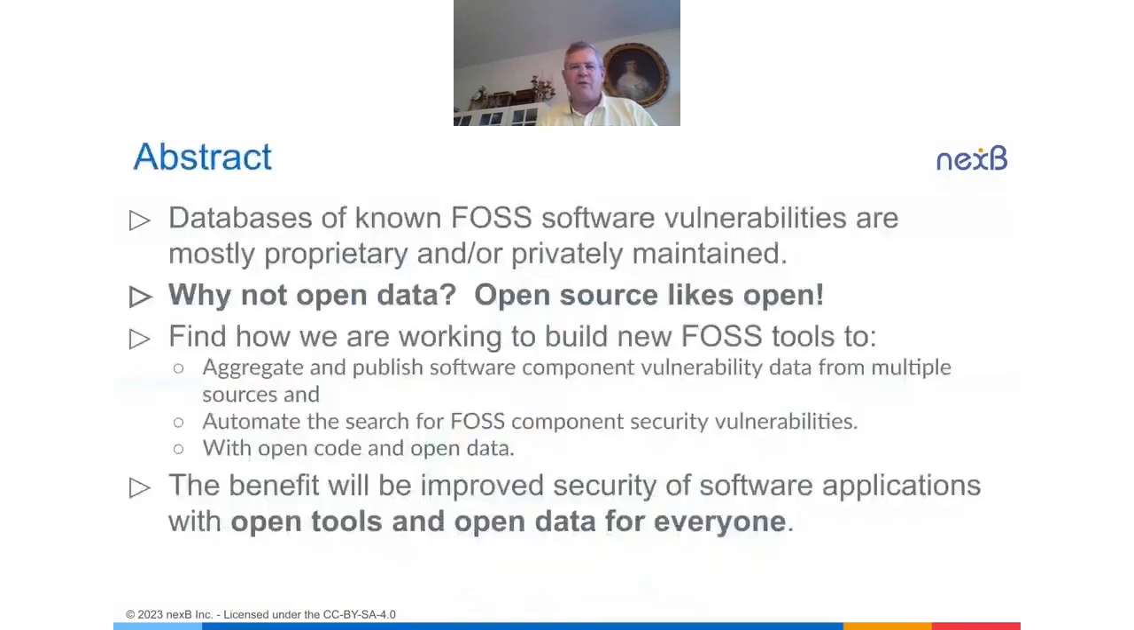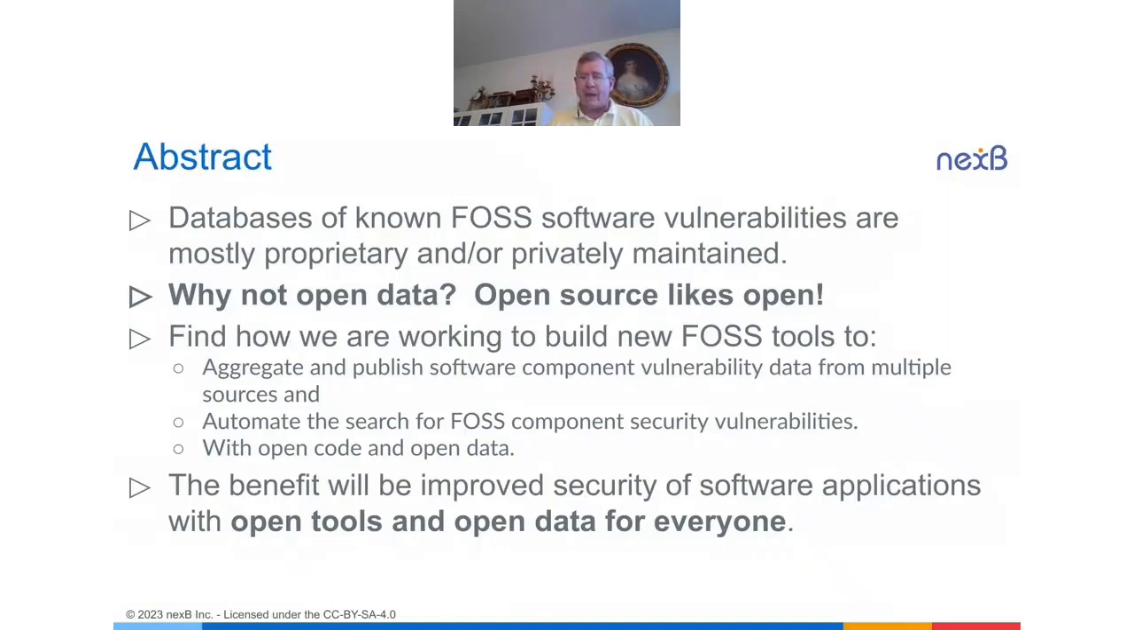So, what are we talking about today? Talking about vulnerability database, meaning a database of known software bugs that have a security impact. And today, most of these vulnerability databases are proprietary, or if they're not proprietary, they are essentially privately maintained. And you know, we're talking about security bugs for open source packages, and why not open data after all? Open source likes to be open, right?